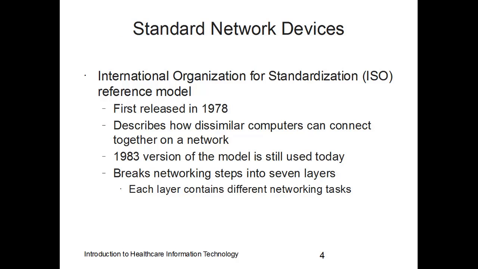Standard network devices. The International Organization for Standardization, or ISO, first released their reference model in 1978. This describes how dissimilar computers can connect to one another via a network. The model that was released in 1983 is the model that is still used today. This model breaks networking into 7 different layers, and each layer contains a different networking task.